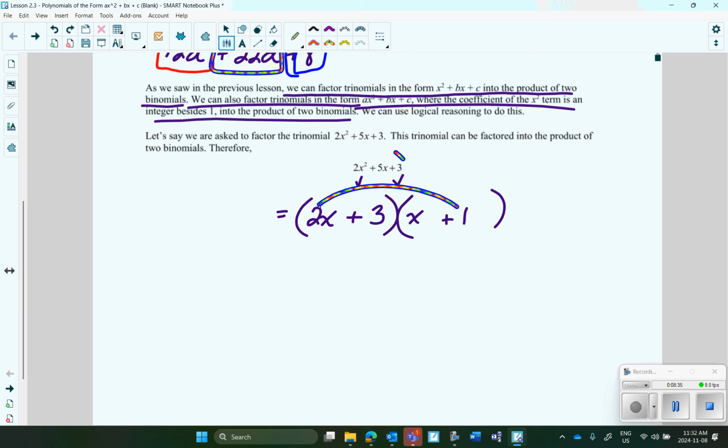What's 2x times 1? What's 3 times x? Combine those. Works. So we got it right. We factored it correctly. Let me show you something that's wrong.